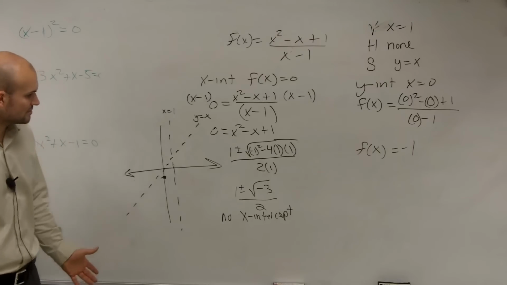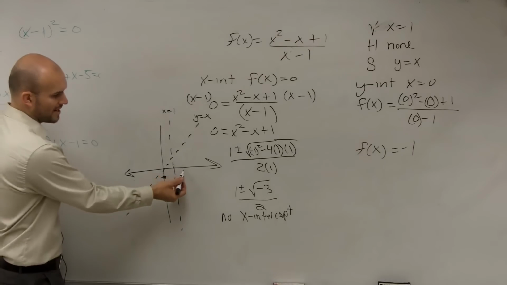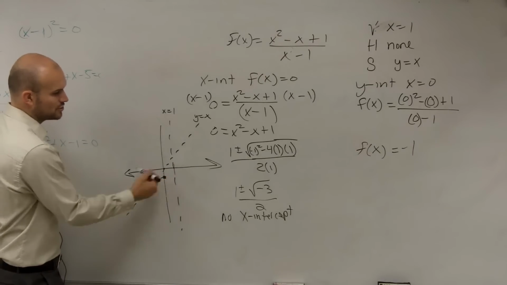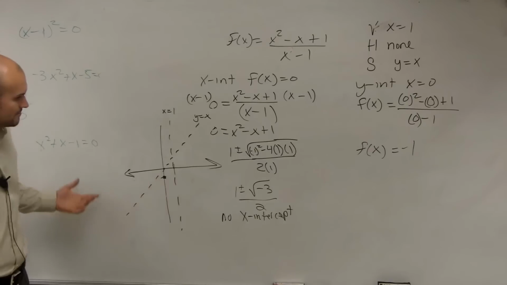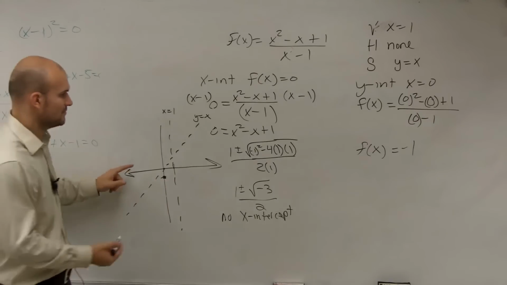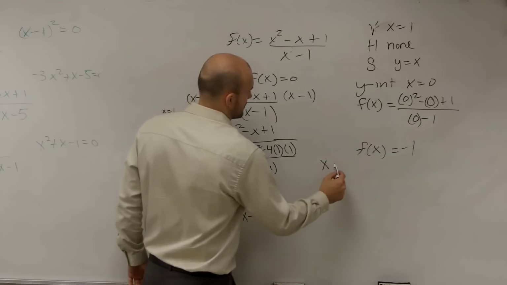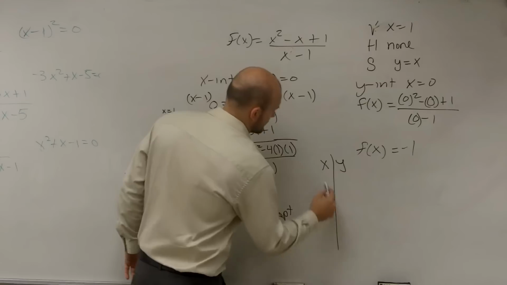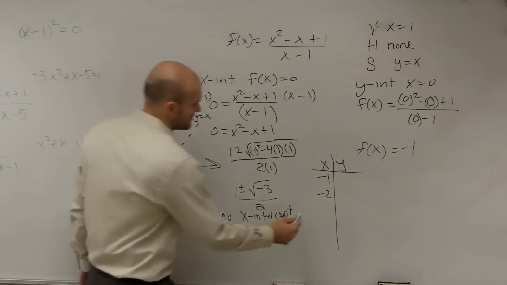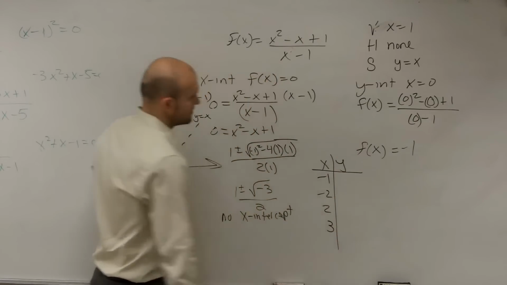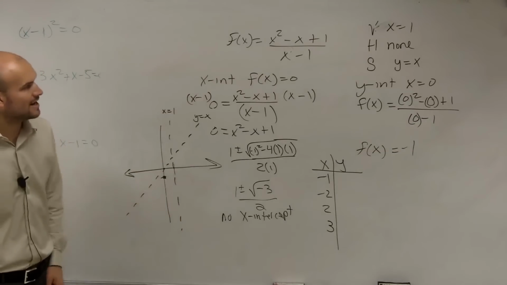Now we have to choose 2 points to the right of your vertical asymptote and 2 points to the left. 0 is already taken, so you can't use that. Sure, let's just do negative 1 and negative 2, and let's do 2 and 3. That's fine with me. Just pick points to the left and to the right of your asymptote.